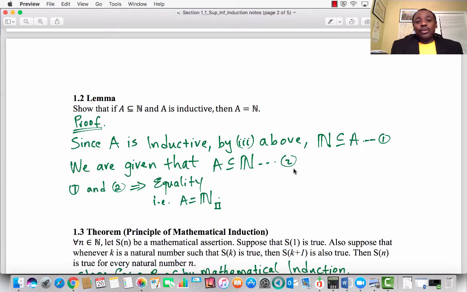Now, we are given that A is a subset of N. Call that 2. We do know that two sets are equal if and only if they are subsets of each other. That's how you define equality of sets. So by 1 and 2, we would say that equality holds, i.e. A equals N, and we're done with the proof. You see, some abstract proofs are beautiful and short.